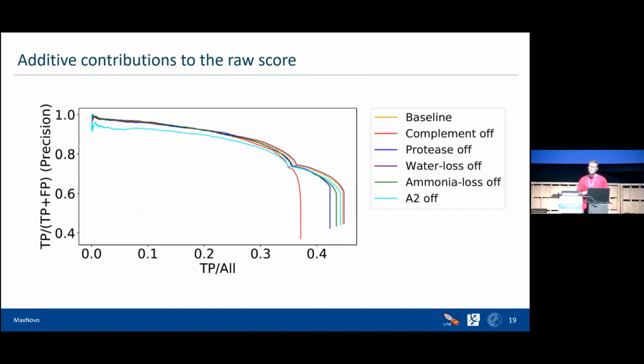With the use of normalized score, we also assessed how different components of the raw score contribute to the search. In the high specificity range, A2 score influences the results the most, and in the low specificity range, it's actually the complement score that makes the largest contribution.